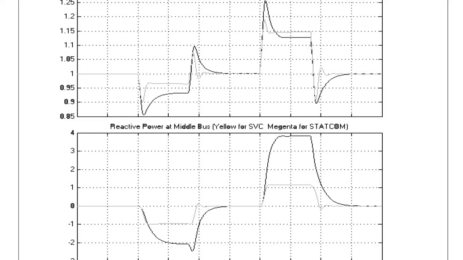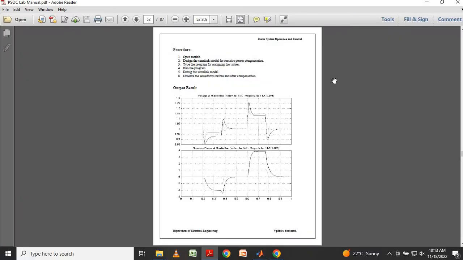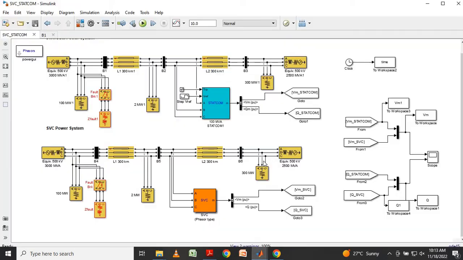Okay, now we need the MATLAB simulation. Okay, now this is the MATLAB simulation. This is the connection diagram of STATCOM. This is the connection diagram of SVC. Now here we have to check the output of STATCOM, that is the voltage, then the active power, and the reactive power component. Okay, now this is the STATCOM symbolic diagram. This is the SVC.